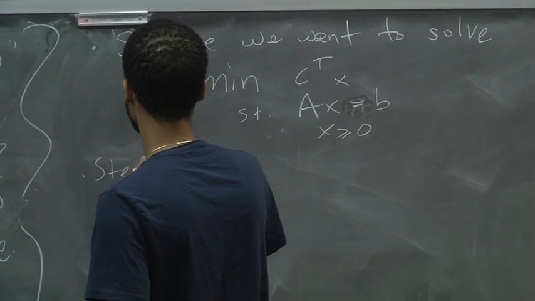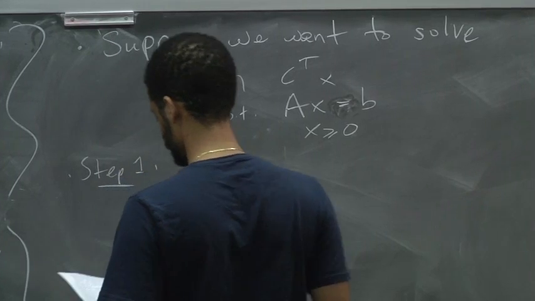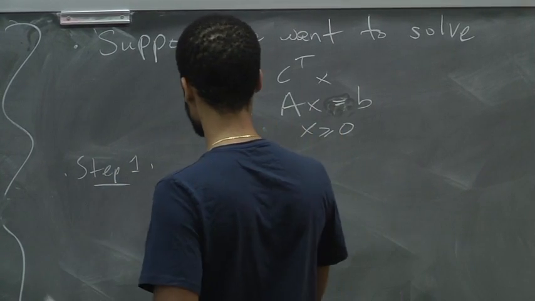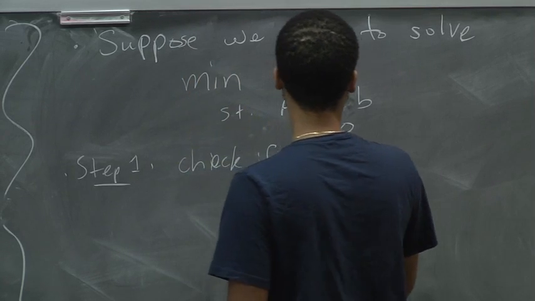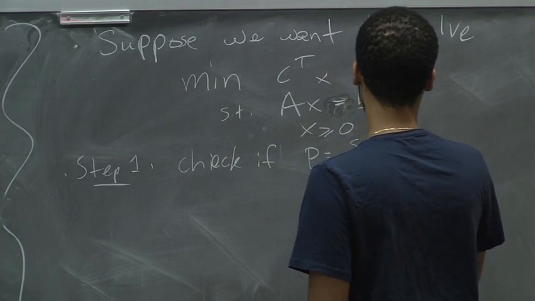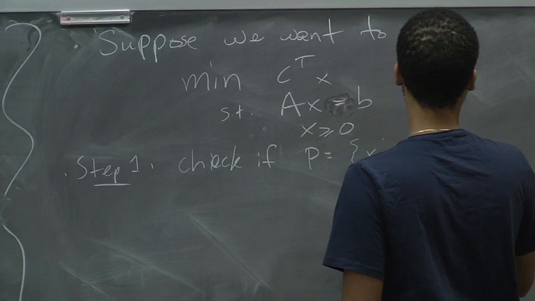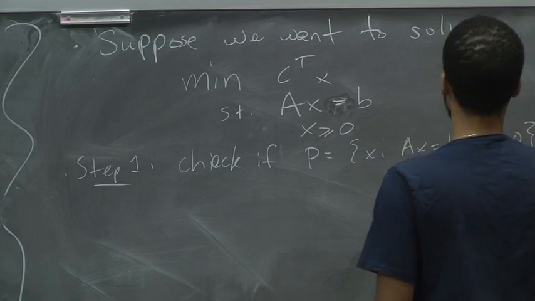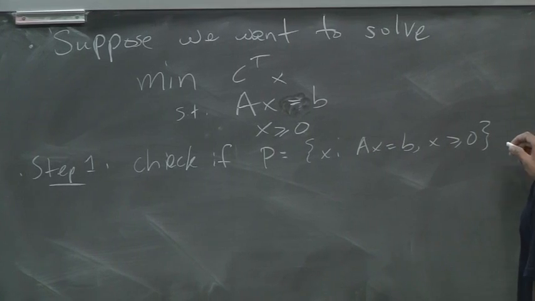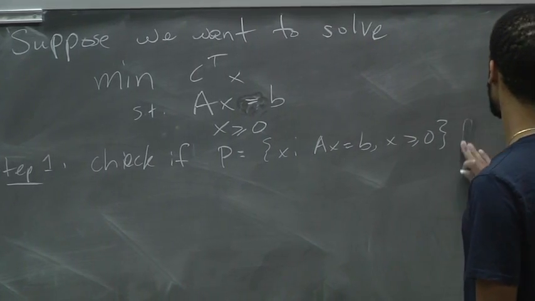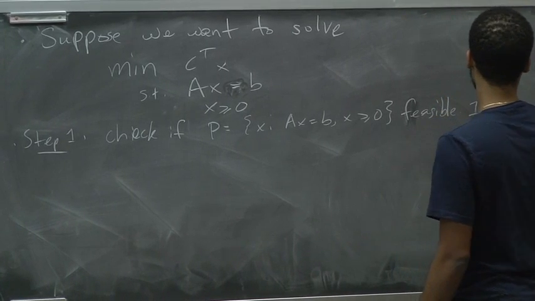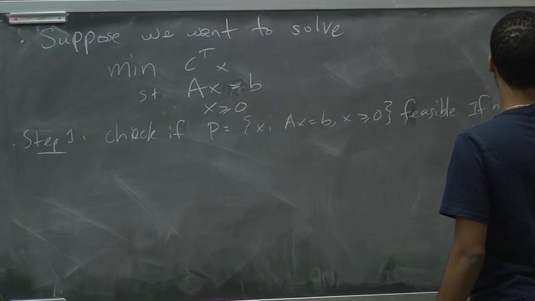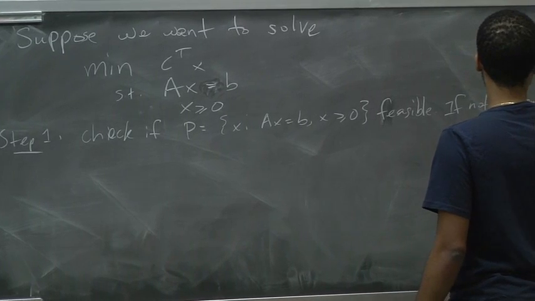So step 1, check if P equals X such that AX equals B, X is greater than 0. Check if it's feasible. If not, output not feasible.